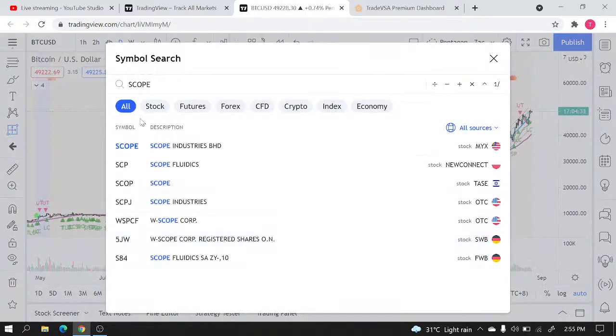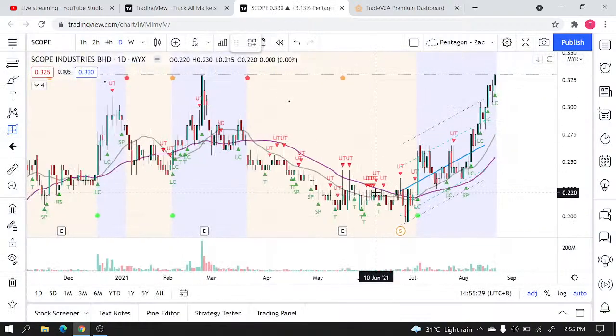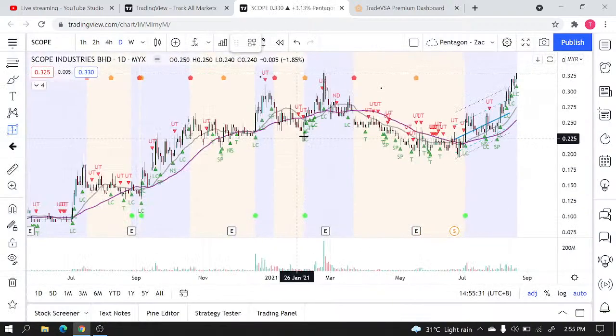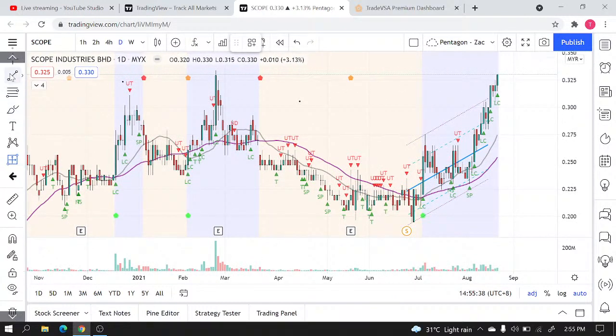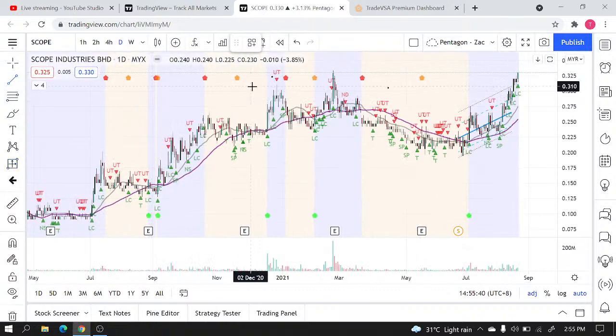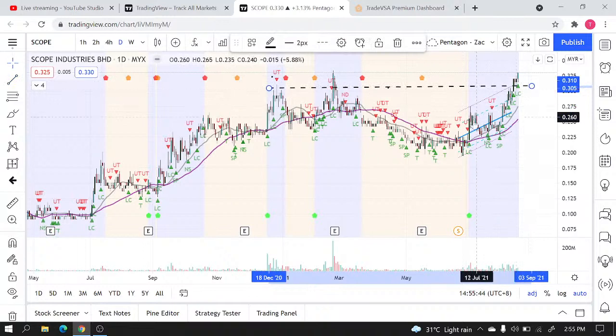Let's go to the last one, scope, before we close. Scope broke up higher, volume is still average for me. It doesn't show high volume. So I think it still is healthy at the moment. I'm not so sure whether you're looking for entry or exit.